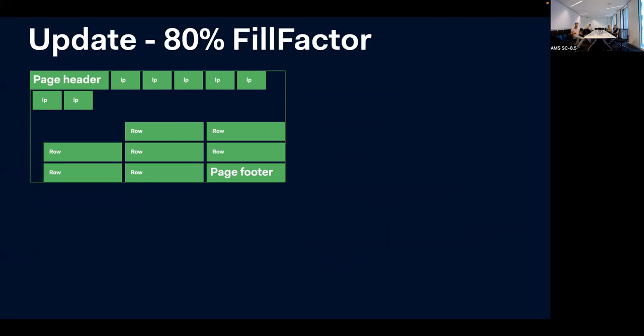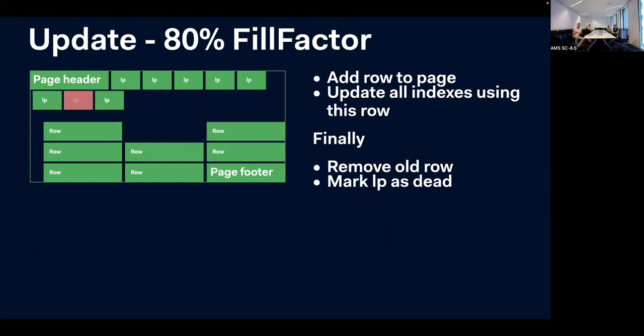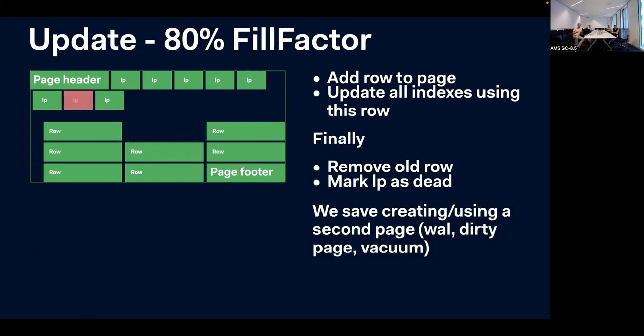Now let's do an update on the 80% filled page. Well, we can actually write the new version of the row to this page, so there's no need to create a second page. Now we have to update all the indexes because apparently we are updating an indexed column. So we remove the old row and we mark the line pointer as dead again.